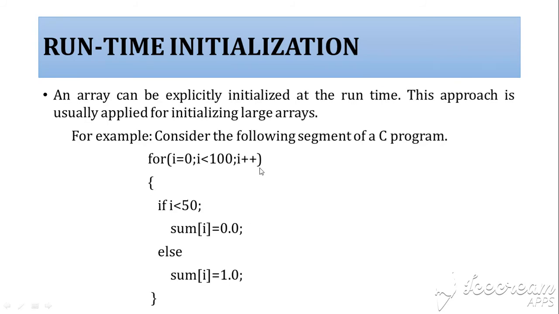So for every iteration of the loop, as long as the value of i is less than 50, the elements get initialized to 0. That is, the first 50 elements of the array are initialized to 0. As long as the i value is greater than or equal to 50, the leftover 50 elements are initialized to 1.